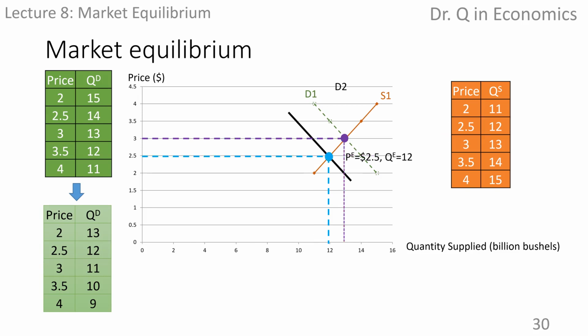Compared with the original equilibrium, the new equilibrium has lower price and lower quantity. Therefore, we can get a conclusion that when demand decreases, price and quantity decrease. So far, we discussed the situation when demand changes and the supply stays constant, and how the market equilibrium changes. Now, let's move on to the situation when supply changes and demand stays the same.